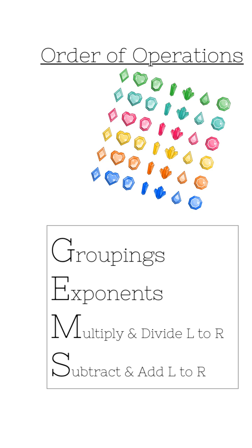This video is going to talk about order of operations when solving equations. A term that you can use to remember the order of what to do first is GEMS. If you can remember GEMS, the G stands for groupings, which I'll talk about on the next page. Then exponents, multiply and divide from left to right, and then finally subtract and add from left to right.